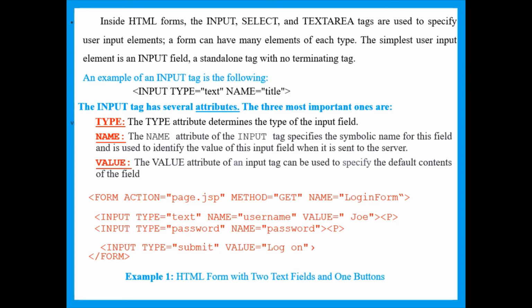When the button is clicked, the two values, username and the password, are sent to the page.jsp code. This is a simple example of communication between the client tier and the middle tier, where the middle tier makes use of JSP code and in the client tier we use an HTML form.